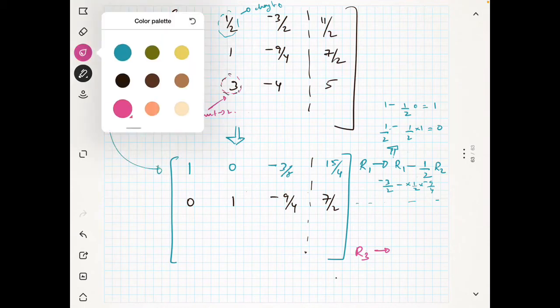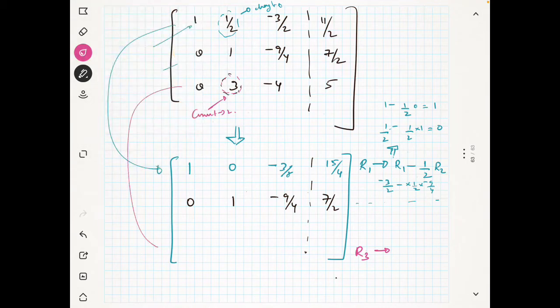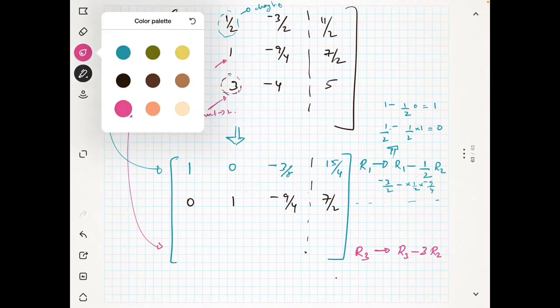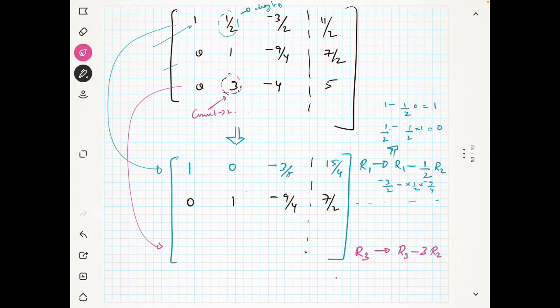Okay, now I am going to change the third row. So you see here, this is row 3. Row 3 I will be changing like this, row 3 minus 3 times row 2. Why am I doing it like this? Because I know the row 2 element is 1 here, so I can make use of row 2 and make this 3 as 0. So this first element is 0. 0 minus 3 times 0 is equal to 0, no change. Now the second element is 3. 3 minus 3 times 1 becomes 0. That's the beauty. You see this step.